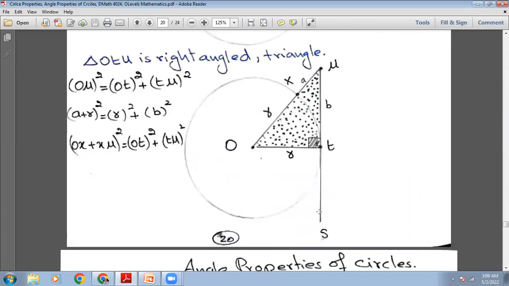So here you see this SU is the tangent, and if you join U with O, this will be a right angle triangle. So you can apply Pythagoras here. So TU squared plus OT squared will be equal to OU squared.